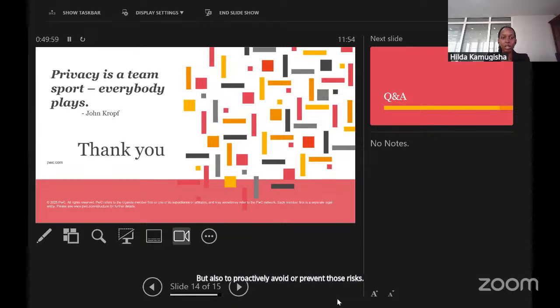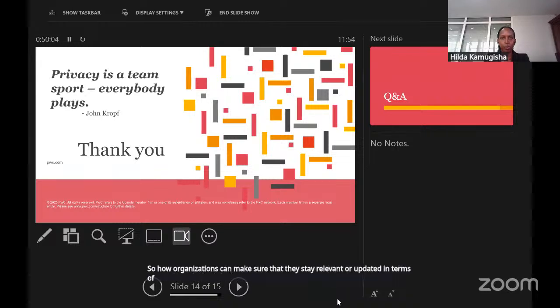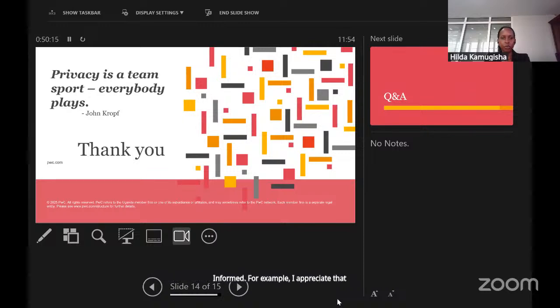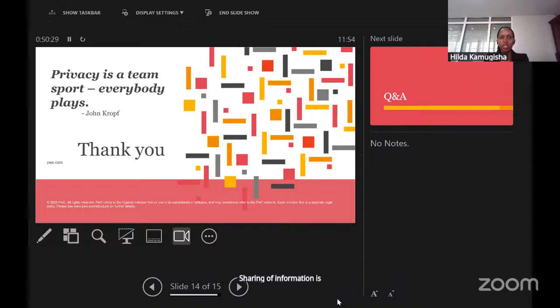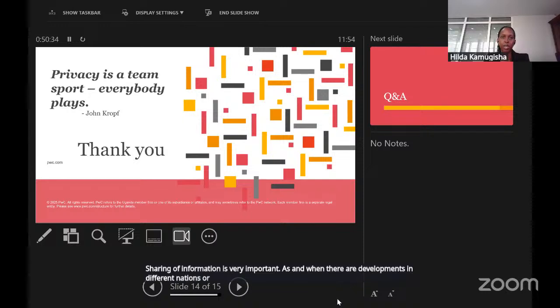So how organizations can make sure that they stay relevant or updated in terms of their culture, but also the processes, policies, is by having that team that is charged with data protection and management informed. For example, I appreciate that the Data Protection Office of Uganda has been proactive in involving organizations in that assessment of training needs, for example, but also in terms of sharing information. Sharing of information is very important, as and when there are developments in different nations or organizations. For example, the international organizations regarding privacy professionals.